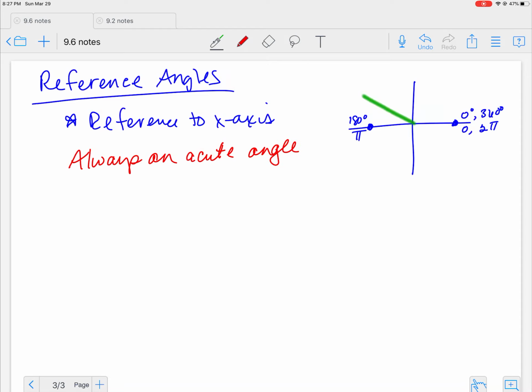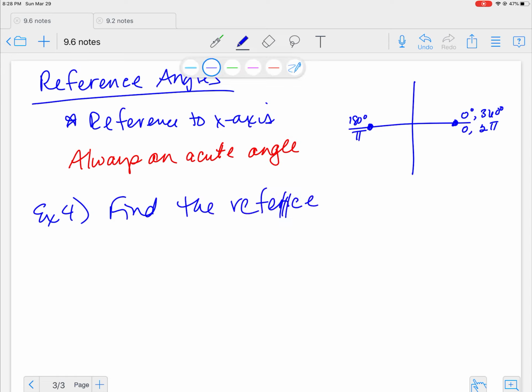A reference angle is also always an acute angle. So it's whatever it takes, depending on where I am. If I'm up here, it's this angle. It's not the whole thing going back over here. It's the acute angle that's closest to that x-axis. Over here, is it up or is it down? It's just whichever acute angle gets you closest to that axis. All right, that's called a reference angle. So let's take a look at some. We want to find the reference angle.